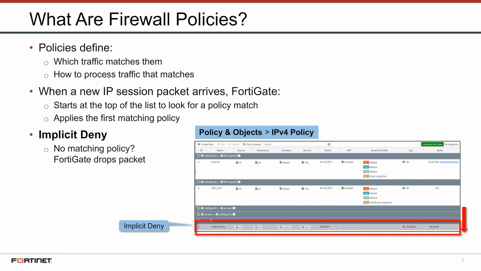Will network address translation, NAT, be applied? Authentication required? Firewall policies also determine the answers to these questions. After processing is finished, FortiGate forwards the packet towards its destination. FortiGate looks for the matching firewall policy from top to bottom, and if a match is found, the traffic is processed based on the firewall policy. If no match is found, the traffic is dropped by the default implicit deny firewall policy.